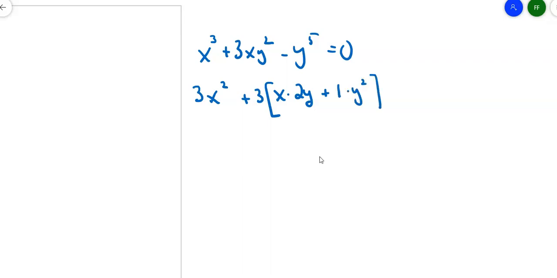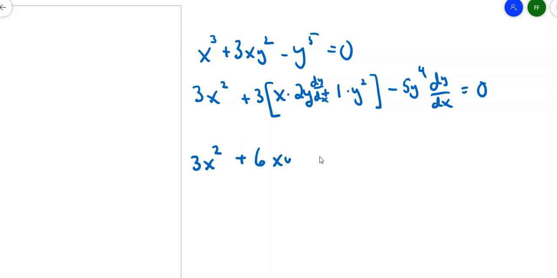And there was something else that happened when we did it. Whenever we derived something with respect to y, we popped out a dy dx because that was the derivative of the inside. Some of you may have used y prime as your notation. That's okay too. Over here, when we derive y to the fifth, we're going to end up with a 5y to the fourth dy dx. All right, let's clean this up a little bit. So I get a 3x squared plus 3 times 2 is 6. So I have 6xy dy dx plus 3y squared minus 5y to the fourth dy dx.